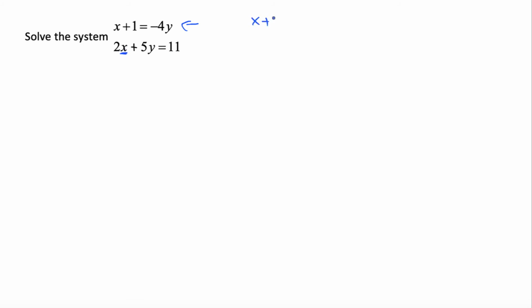If x plus 1 is equal to negative 4y, then we can subtract 1 from both sides. That'll cancel out the 1's here, so we get x by itself, which is what we want. So x is negative 4y minus 1. Right, and by substitution, what we want to do is replace x with negative 4y minus 1 in the other equation here.